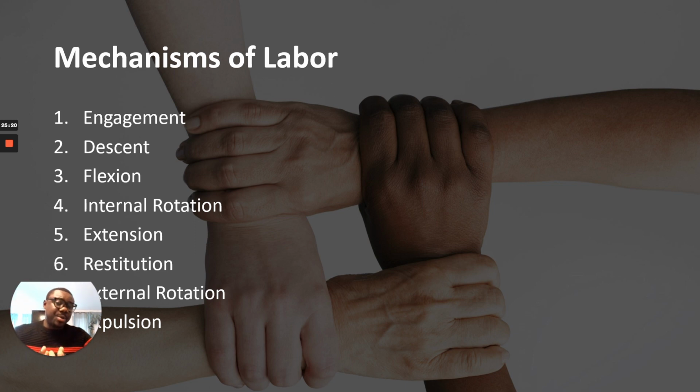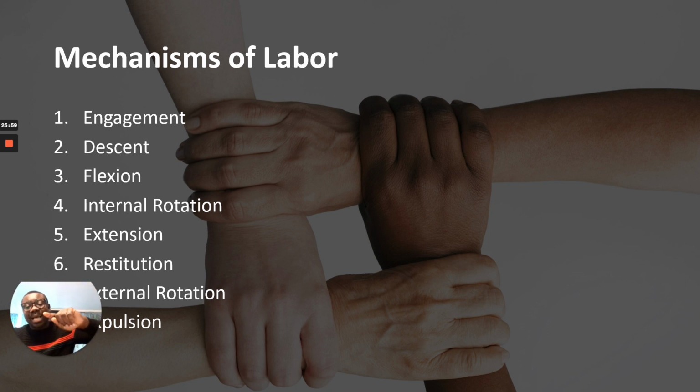Now, we have other mechanisms of labor. In these mechanisms of labor, there are 8 things that occur. The first thing is, if it is time to deliver the baby, there should be engagement. The fetus should engage the pelvic inlet. Then there will be descent, meaning it's going into the pelvic floor. Third will be the flexion. The head will move towards the chest, which is called flexion.